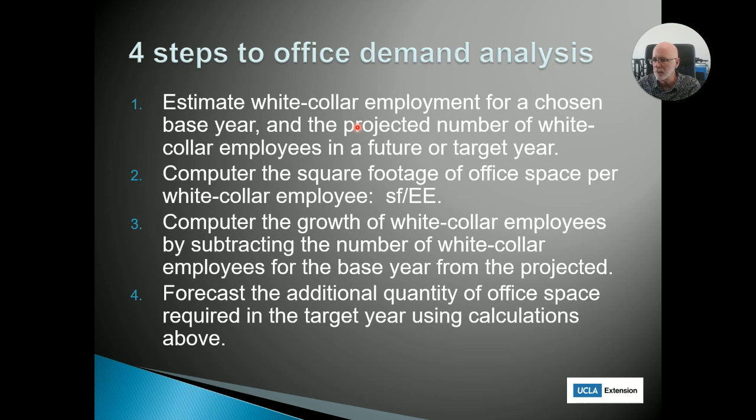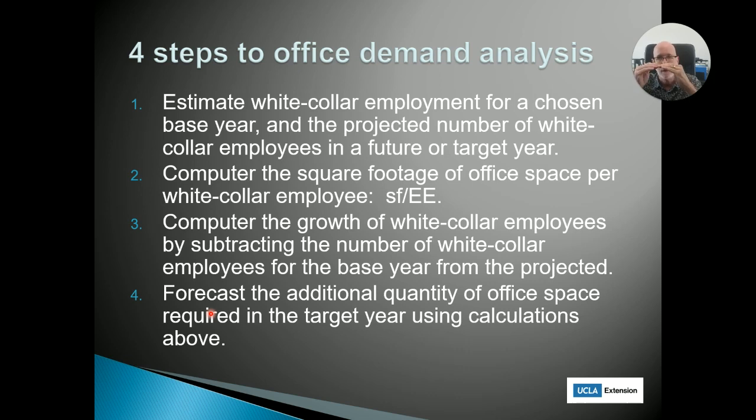This is why this chapter is very simple. So what Brett summarizes here at the end of her text is that there's basically 4 steps to estimate the demand for office square footage. We're going to estimate the white collar employment for a chosen base year. We're going to compute the square footage per employee that we need, around 200. We're going to compute the growth in white collar employment over time, and then simply forecast the number of square feet of new office space that's going to be demanded in a particular trade area over a given period of time. That's it.